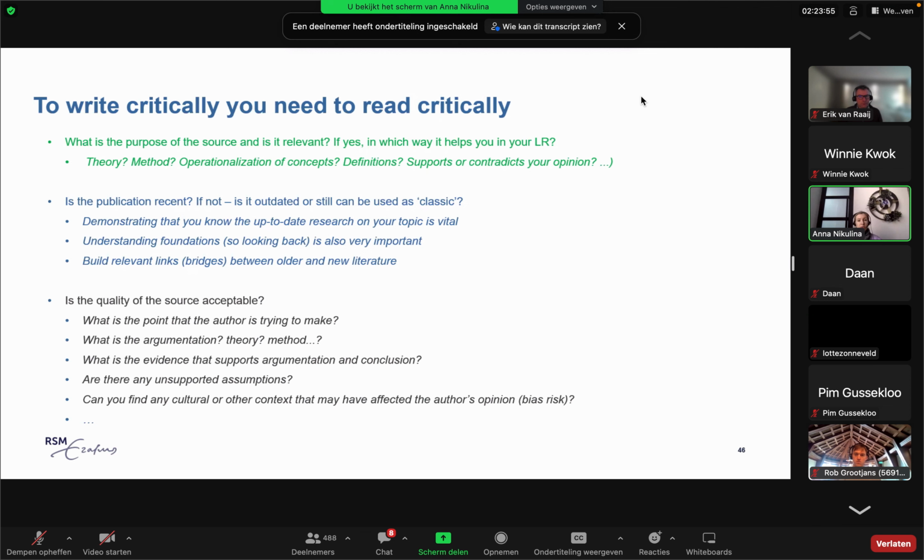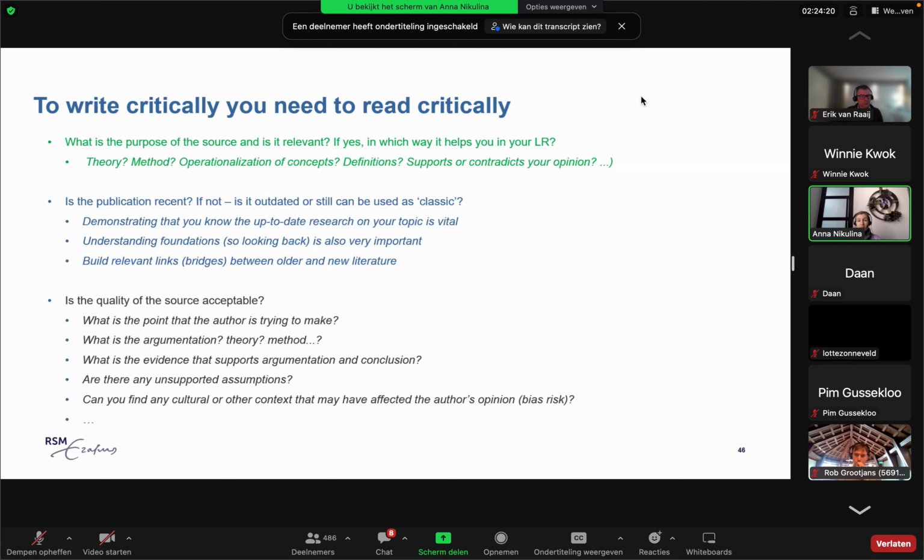Again, Eric already told a bit about this, but of course, judging the quality, both professional and academic, is very important. What's the point the authors try to make? What argumentation do they use? Does it really fit the method that they're using? What's the evidence that they present to support their conclusions? Is there anything that is claimed but actually remains unsupported?